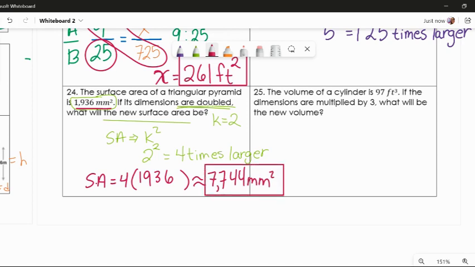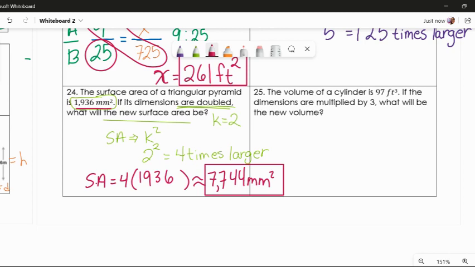Okay, so let's talk about that one more time. If they told us it was doubled, that meant our K value is 2. Since it was surface area, that needed K squared because the area is squared. So 2 squared meant it was 4 times larger. If they only wanted to know how much larger it was, it's 4 times larger. But since they wanted the actual surface area, we had to do 4 times the original surface area.